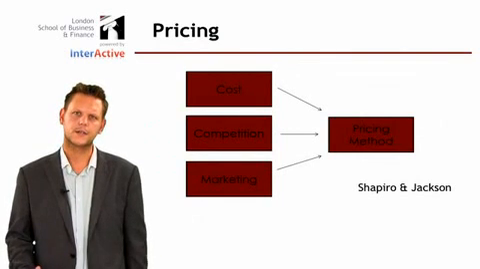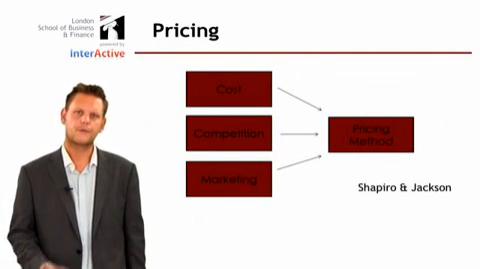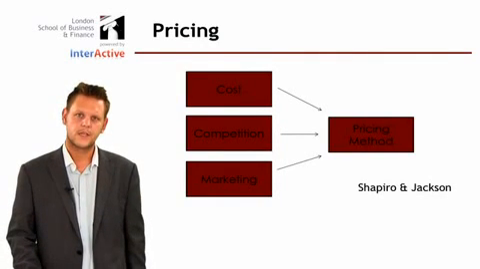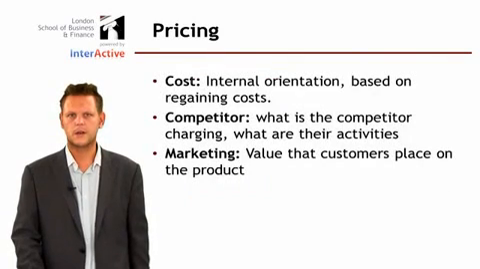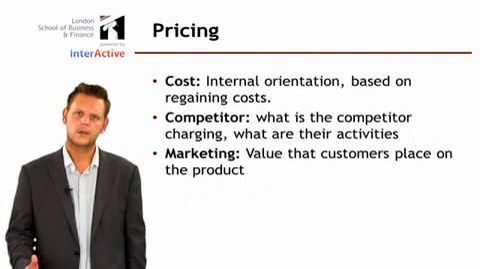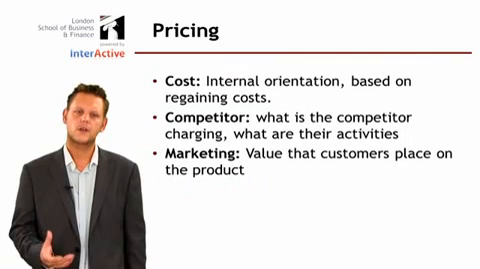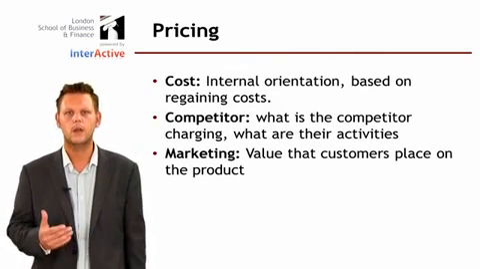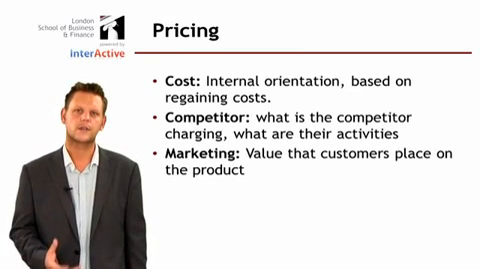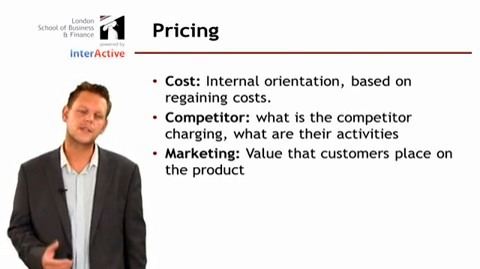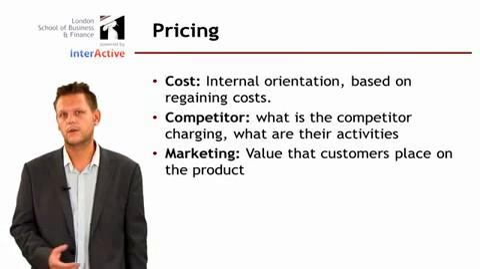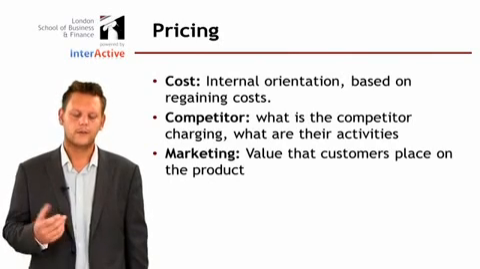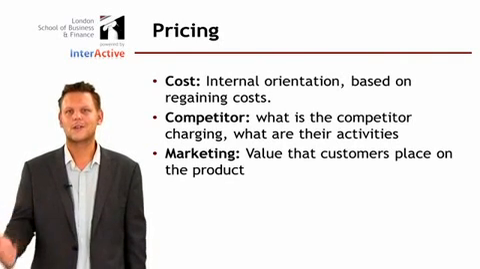So Shapiro and Jackson have put together this model, the three aspects that gives us our pricing methods. So what do we mean by cost, competition and marketing? Well, cost. It's the internal. It's based on regaining costs, changing costs within the organisation, cutting down cost to us as a business. And maybe we could pass that cost saving on to our consumer. Or maybe we don't, and we ensure then our long-term profitability.